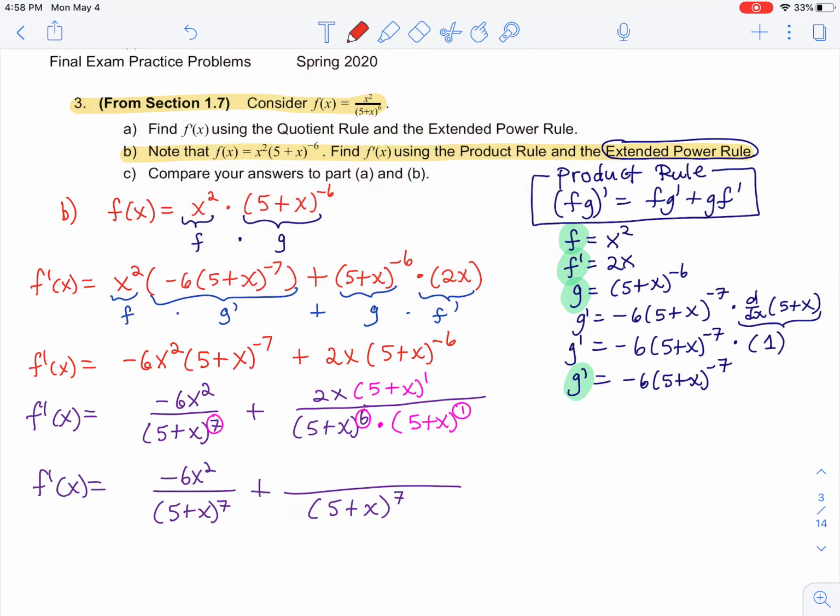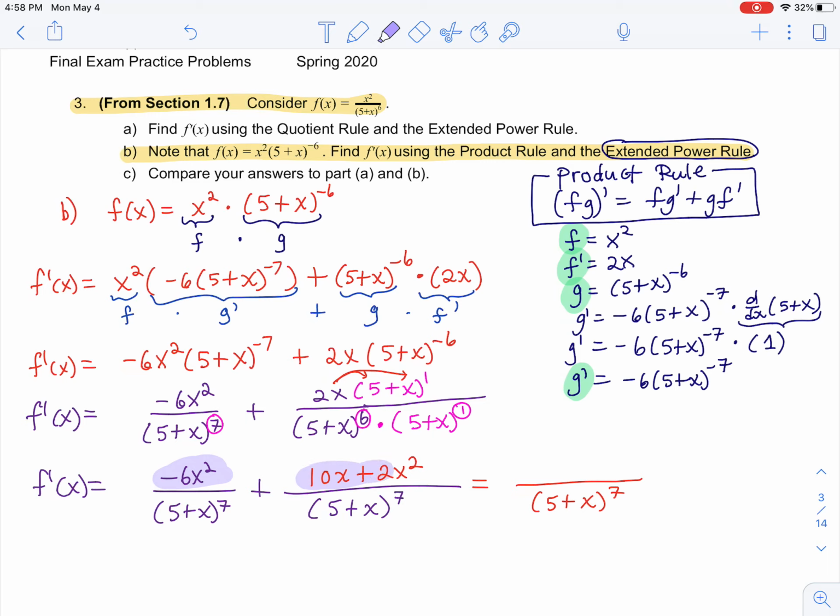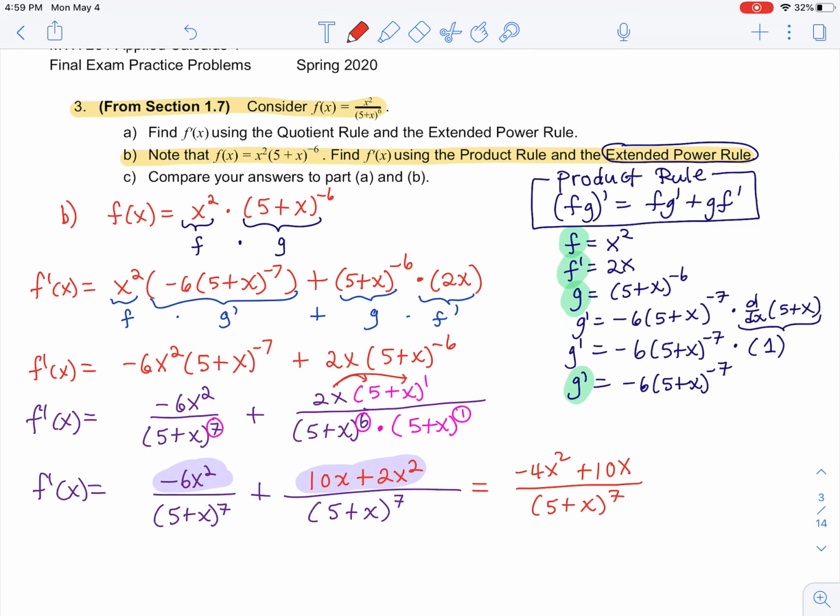And let me go ahead and distribute these and then have what? 10x plus 2x squared. And we're ready to add these fractions together because they got a common denominator of 5 plus x to the 7th power. If I add these numerators, the numerator is going to be negative 6x squared plus 10x plus 2x squared. That's going to give me what? Let's see. Negative 4x squared, right? If you add negative 6 plus positive 2, and then plus 10x. Now, this is the answer that I got. And this should be the same thing as the answer that you will get from part A.